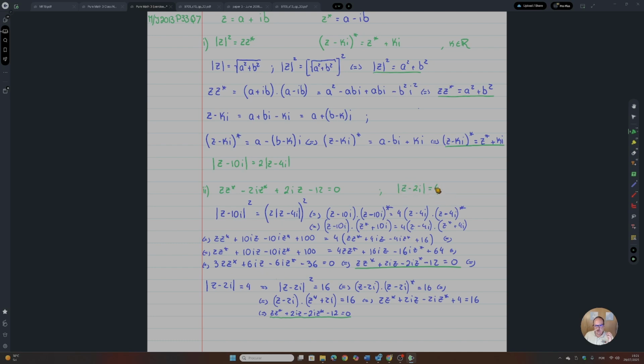And in this case, I'm going to start with this. I'm going to start with this and square both sides again. This again is going to be equal to z minus 2i times the complex conjugate of that, which is z star plus 2i, cross multiply, bring the 16 over to this side, and I'll end up with the same result as before.